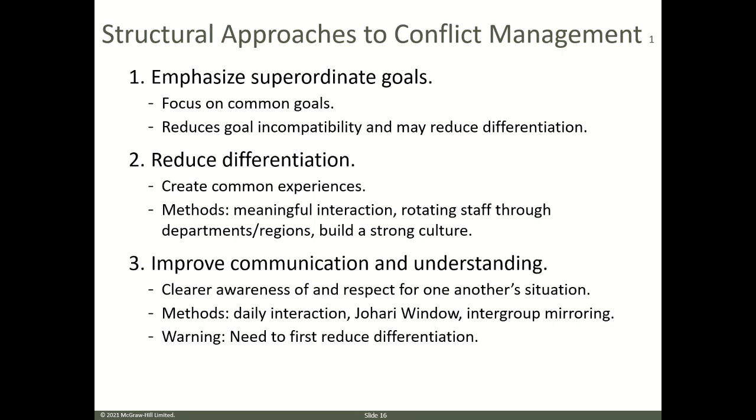Now, improving communication and understanding. Conflicting parties are given more opportunity to communicate and understand each other. It doesn't necessarily reduce the differentiation, but may produce clearer awareness of their facts, their problems, and respect for one another's situation as well. So there are some ways to increase the communication and mutual understanding.